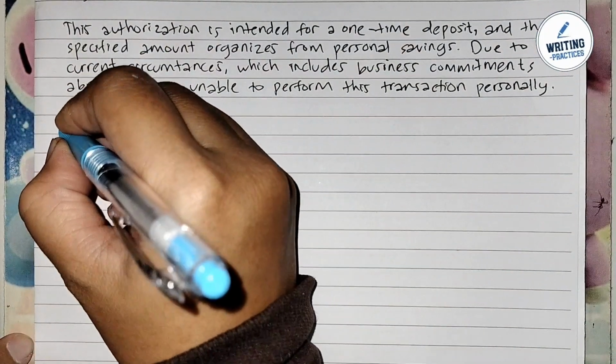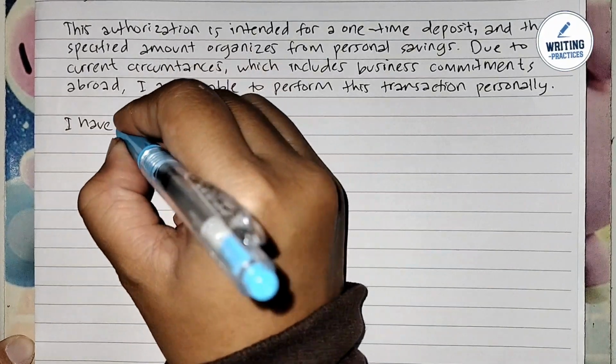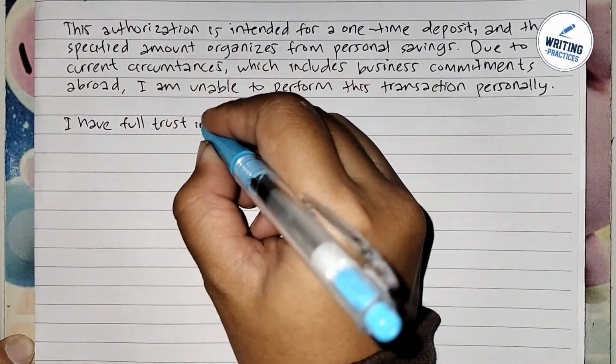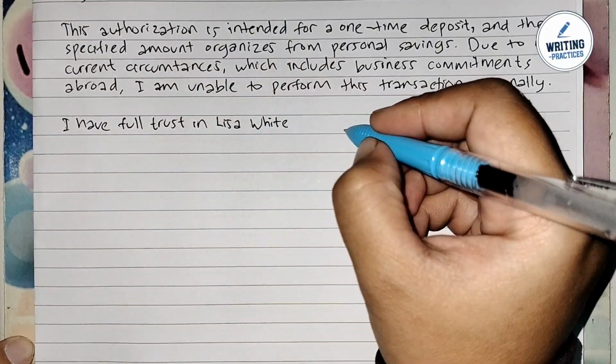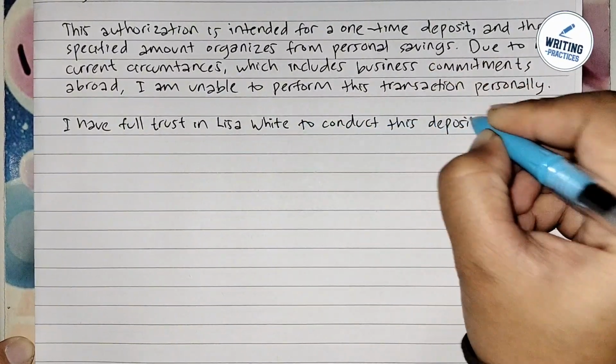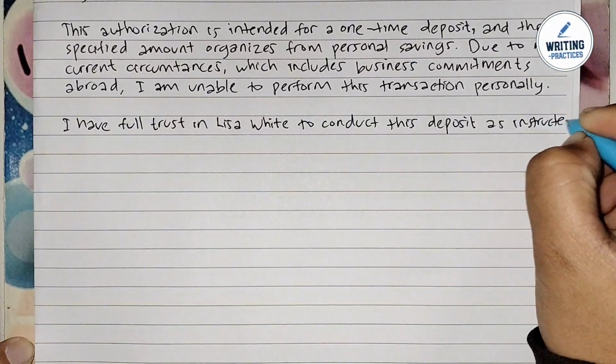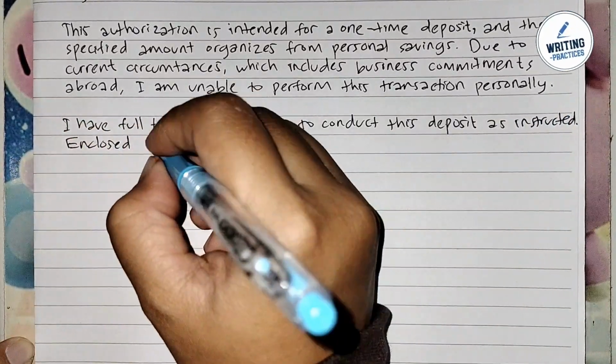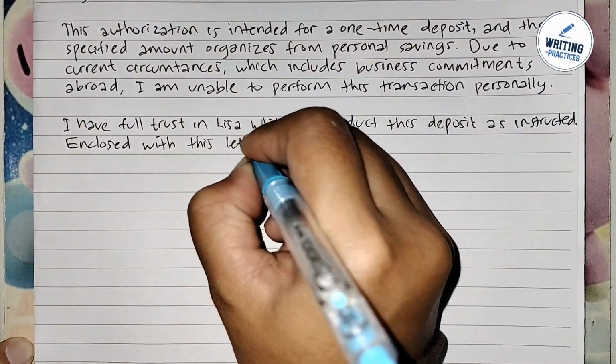In the third paragraph, this is where you write about trust and documentation. Yes, you need to show your expression of trust. It means, state your confidence in the authorized individual. You may simply write this. I have full trust in Lisa White to conduct this deposit as instructed.